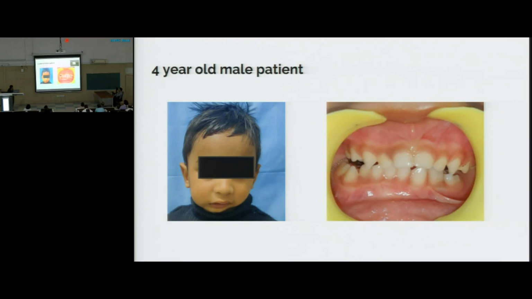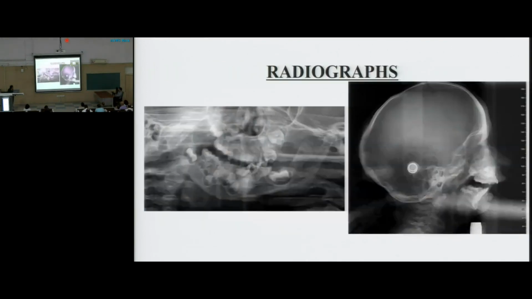And this is a 4-year-old patient who did not give any history of infection or any trauma. The patient had a gradual reduction in mouth opening since he was 1 year old, to nil mouth opening when he reported to us. And this is the panoramic radiograph and the cephalometric radiograph which we took for the patient.